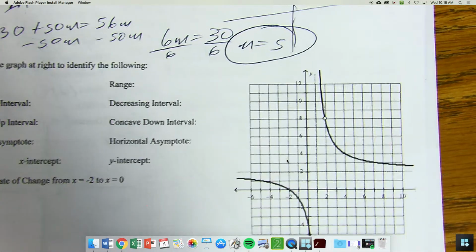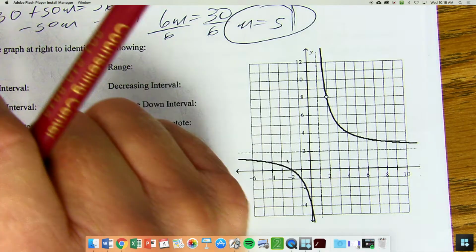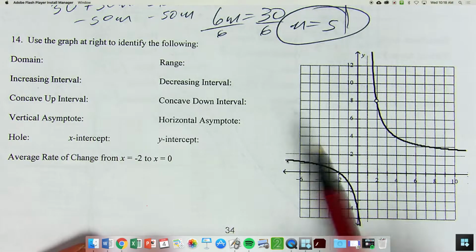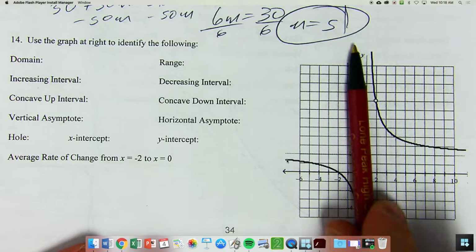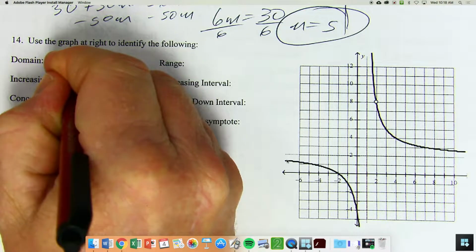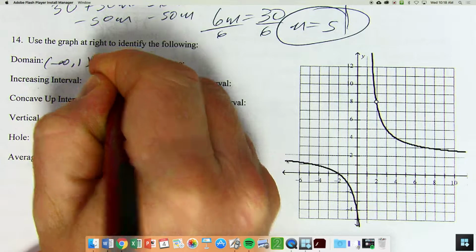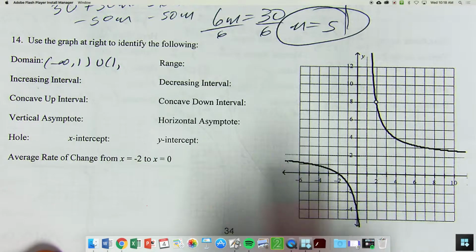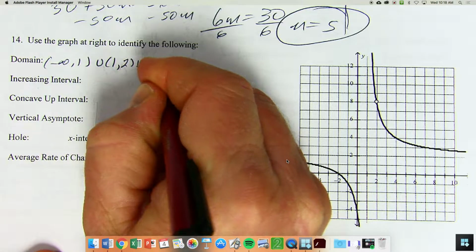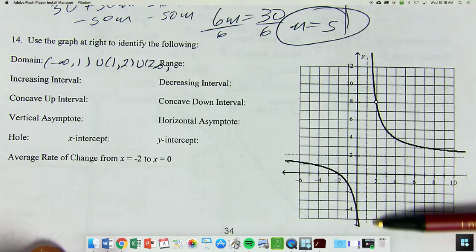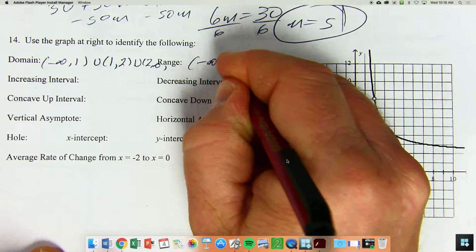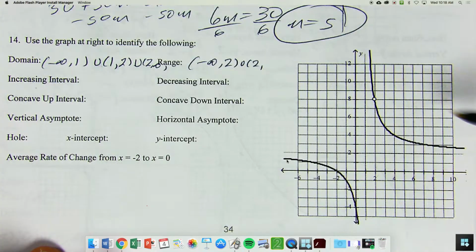14 says use the graph at the right to identify each of the following things. So our domain: it definitely looks like there's a vertical asymptote at 1, so negative infinity to 1, and it looks like there's a hole at 2, so 1 to 2, union 2 to infinity. The range: it looks like there's an end behavior horizontal asymptote at 2, and it follows it. Then where that hole is at 8.